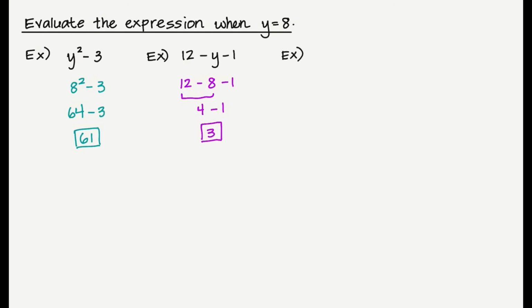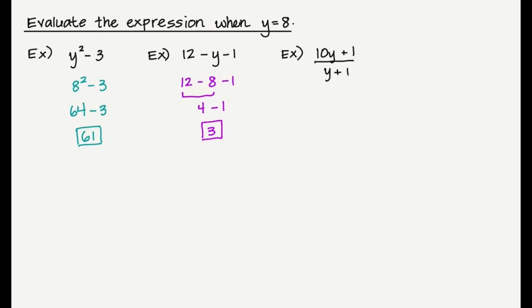So this time I'm going to write 10y plus 1 over, which means divided by, y plus 1. So really what we're looking at is the top, which is 10y plus 1, divided by the bottom, which is y plus 1. So if I wrote it out a different way, it would look like this. In parentheses, 10y plus 1 divided by parentheses y plus 1.